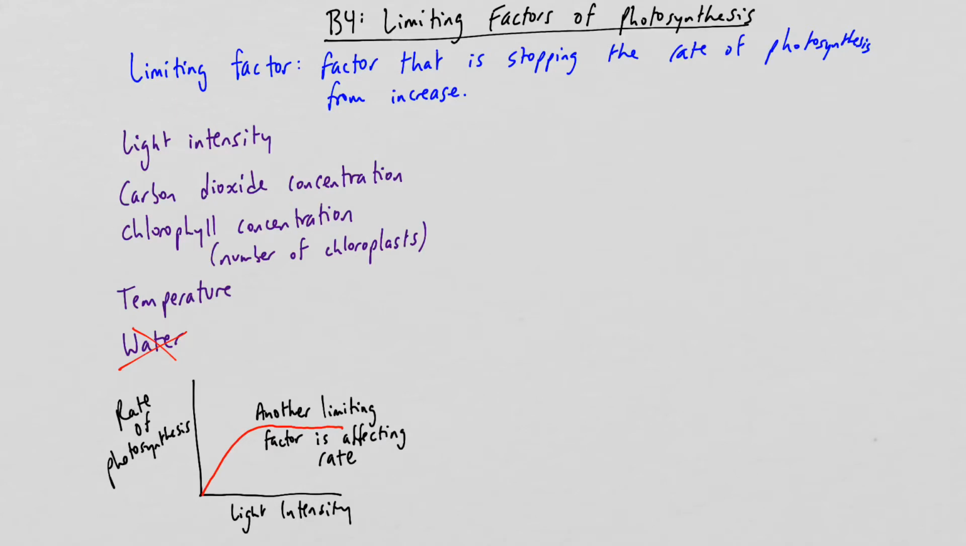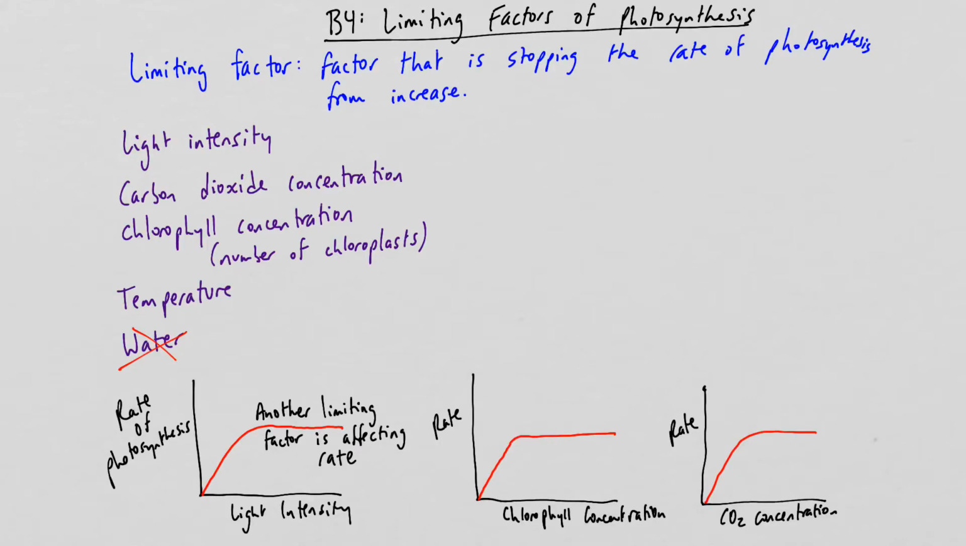The chlorophyll concentration graph and the carbon dioxide concentration graph are going to look very similar to the light intensity graph. They will look like this. So for chlorophyll concentration, same thing as before. It's increasing. As the chlorophyll concentration increases, the rate increases, but then it plateaus because there's another limiting factor that's stopping the reaction from going at a faster rate, or a higher rate, I should say. Carbon dioxide concentration, same thing. As the carbon dioxide concentration increases, so does the rate until it plateaus because another limiting factor is not allowing the reaction to go at a higher rate.